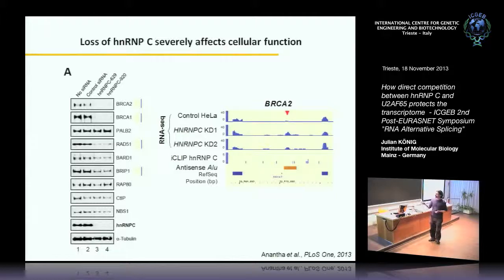And we looked into the RNAs, and what we observed was that in all these four RNAs, we observed ALU exons coming up in the knockdown of hnRNPC, and this then leads to premature termination and truncated proteins and so on. Okay.